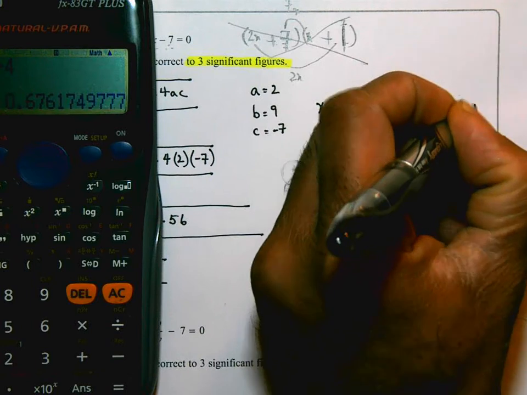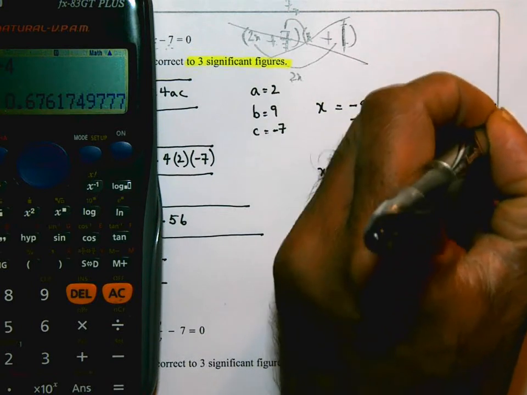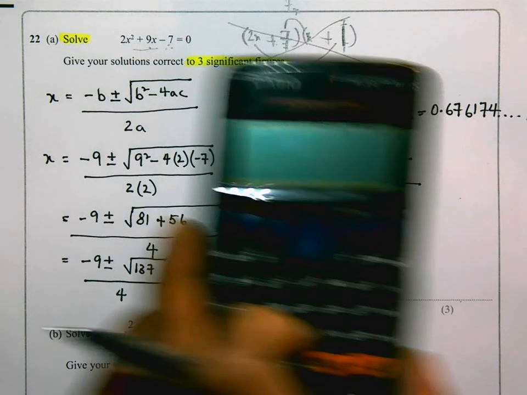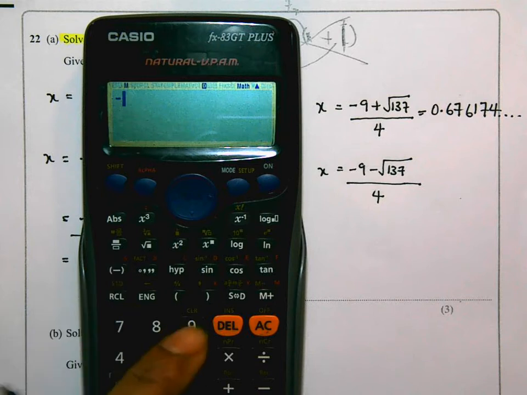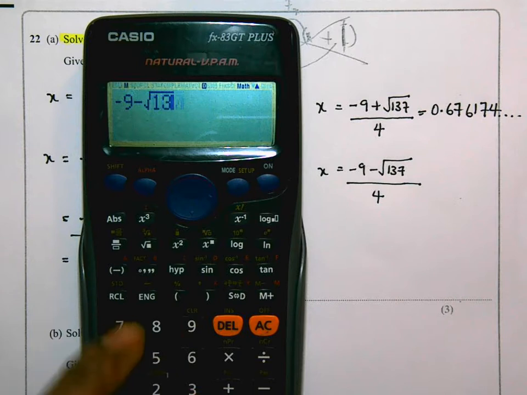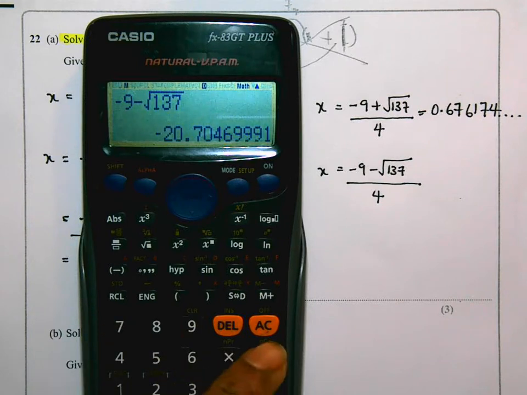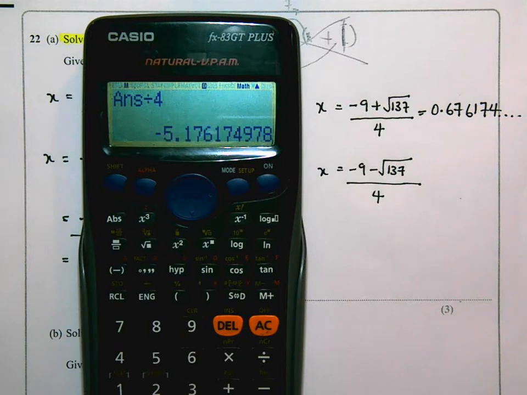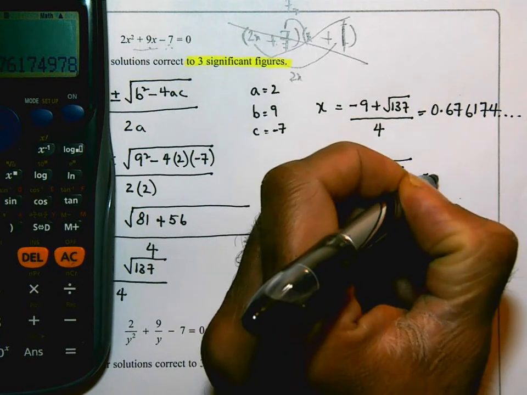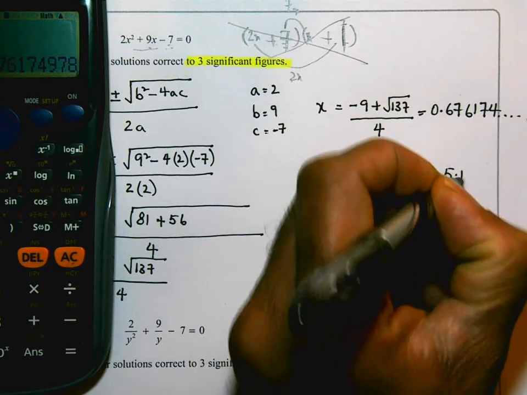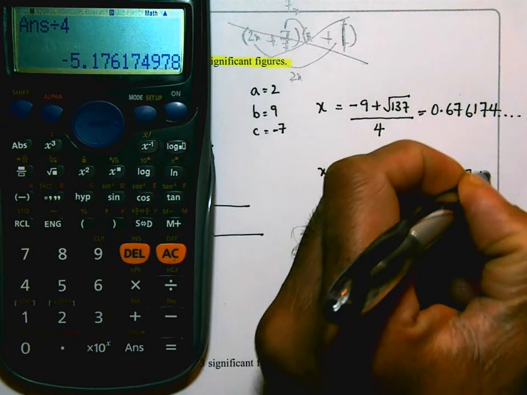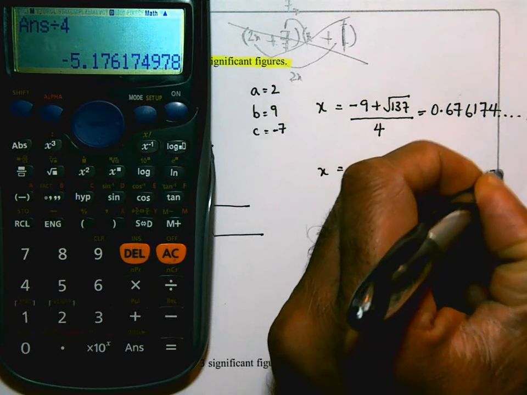0.666174, and so on. And now doing the next one: minus 9 minus the square root of 137, and divide that by 4. That gives me minus 5.176, and I'll write a couple more digits, 174, and so on.